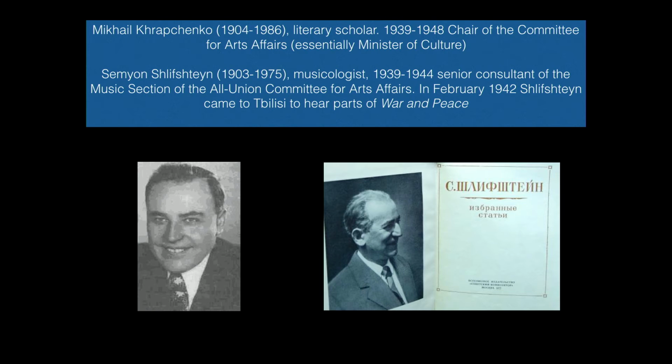So who were these two people, who essentially became collaborators on the opera? So Hrabchenko, as I said, was Minister of Culture, or chair of the Committee for Arts Affairs, as he was called at the time, so he's on the left. He also happened to be a Tolstoy scholar, so he felt he really had something to say here.